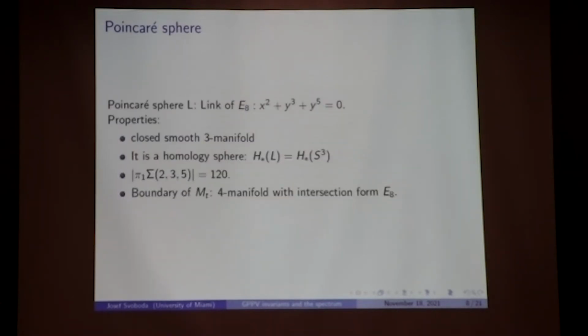So this is the Poincare sphere, but we will not think about it in this way. We will think about it as a link of this singularity x squared plus y cubed plus z to the fifth. Sorry, there should be z here. Another mistake. So what are the properties of such a link?